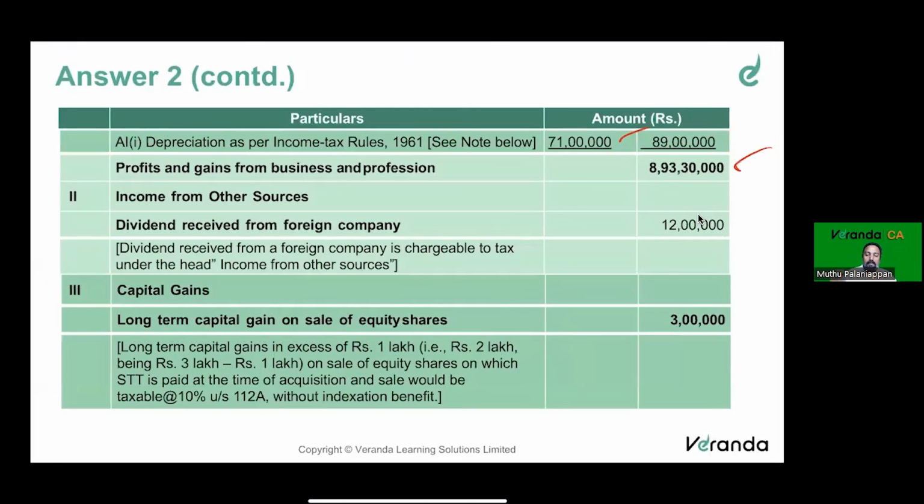Next, we compute capital gains. Capital gain is basically 112A, which is taxable as 3 lakhs. We said under 112A, 1 lakh is not taxable; anything above 1 lakh is taxable at 10% under section 112A. Then you have income from other sources. Whatever is received from the foreign company is a taxable income. So that is what we have discussed.